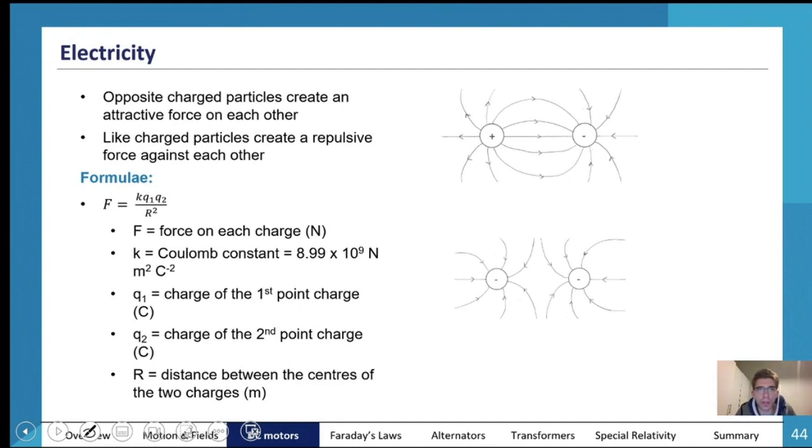Oppositely charged particles create an attractive force for each other. Like charged particles create a repulsive force against each other. You do need to remember how to draw this.